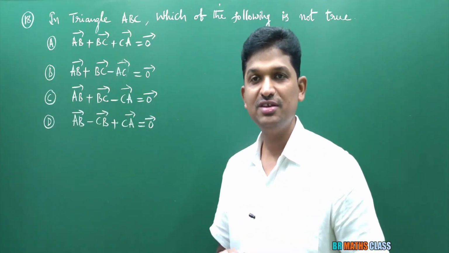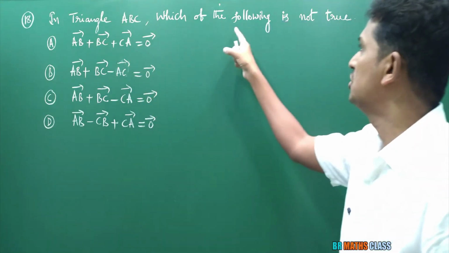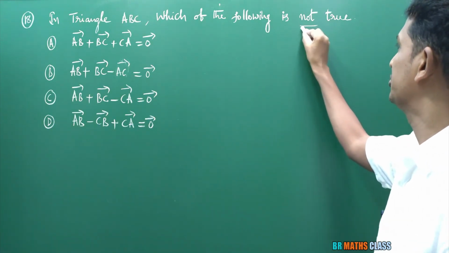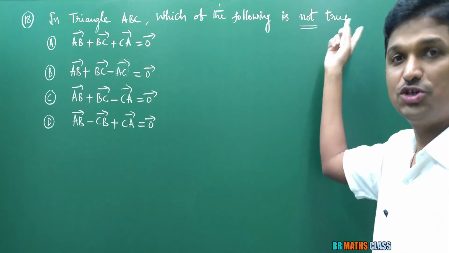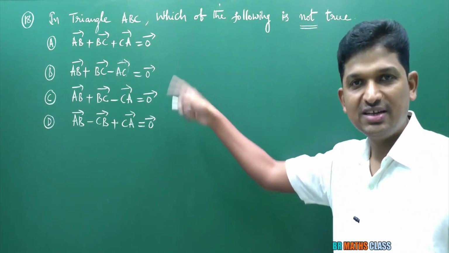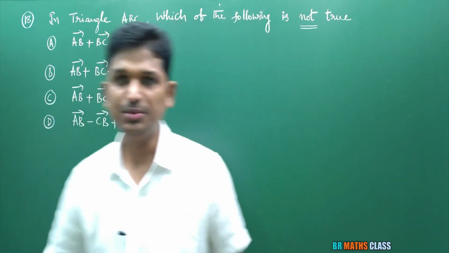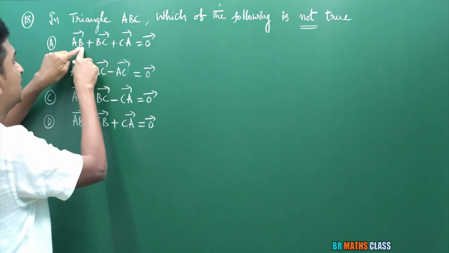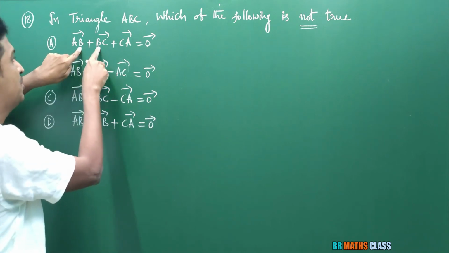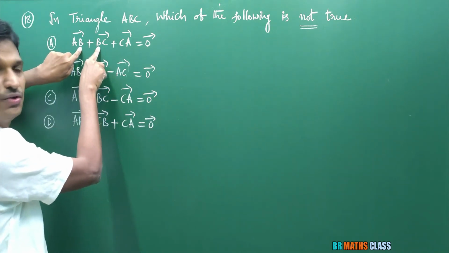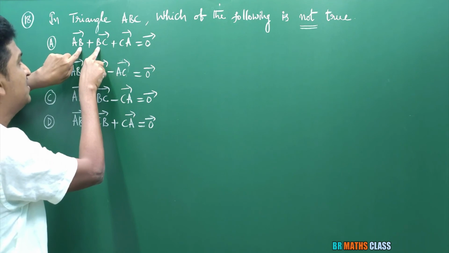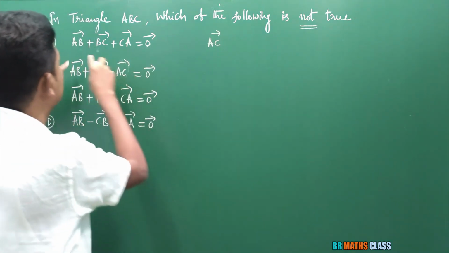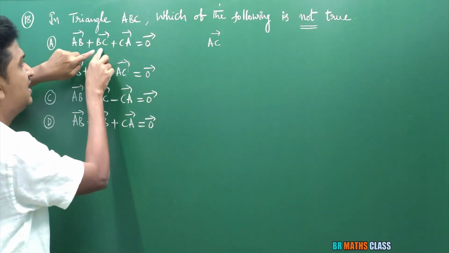Now, you observe this. In triangle ABC, which of the following is not true? Many students, they don't read the question properly. Which of the following is not true? Which one is not true? That is the right option. First, you see this first bit, whether it is correct or not. AB bar plus BC bar. You observe the terminal point of first vector, initial point of second vector is same. So, AB bar plus BC bar is AC bar. This is what you learned in triangle law of vector addition.